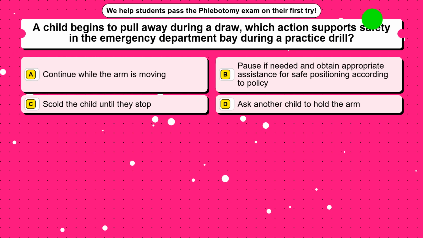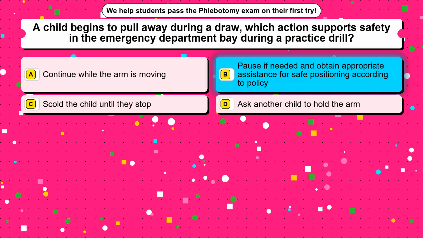Question 85. A child begins to pull away during a draw. Which action supports safety in the emergency department bay during a practice drill? Option A. Continue while the arm is moving. Option B. Pause if needed and obtain appropriate assistance for safe positioning according to policy. Option C. Scold the child until they stop. Option D. Ask another child to hold the arm.